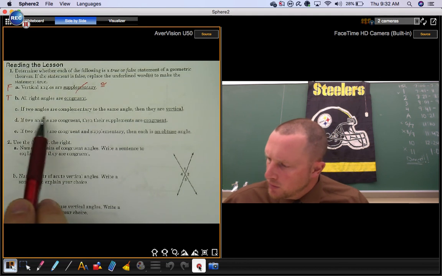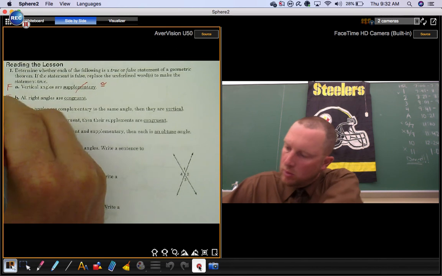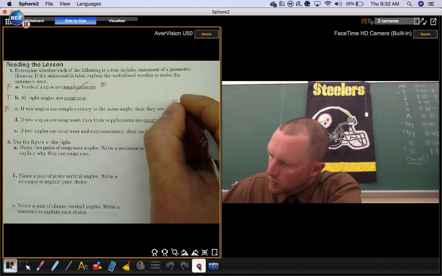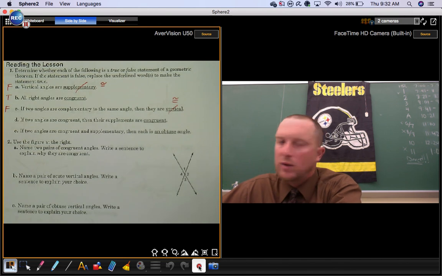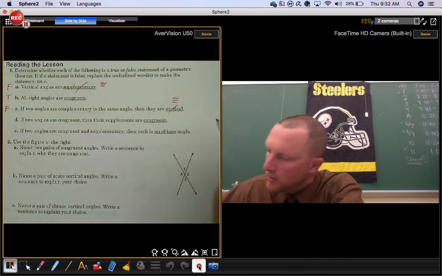Part C, if two angles are complementary to the same angle, then they are vertical. That's false. They're not vertical, they're congruent. If two angles are complementary to the same angle, then those two angles are the same as each other.